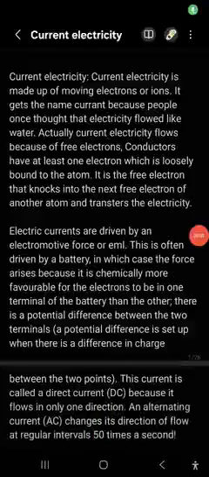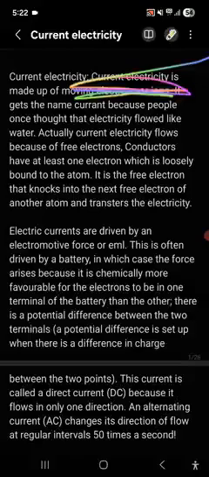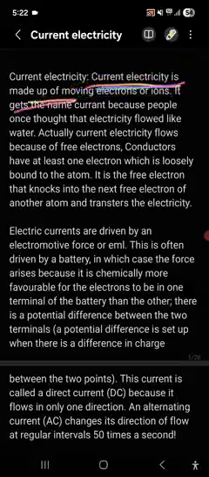Today we are going to learn about current electricity. We're going to read the text first and understand the concept. Again, read the text. Current electricity is made up of moving electrons or ions.